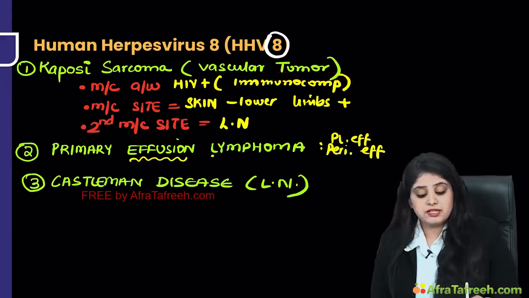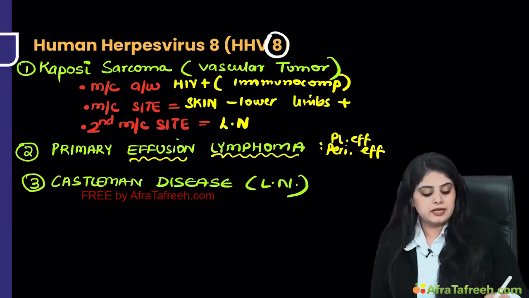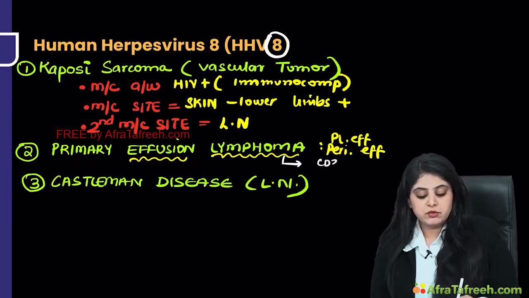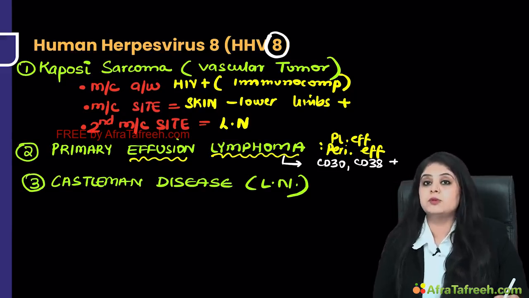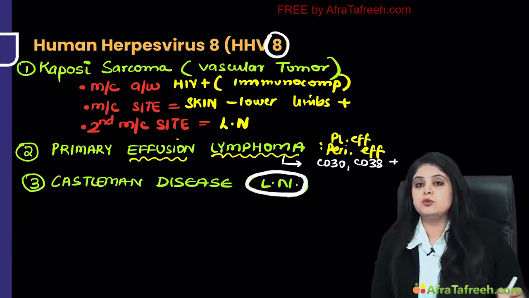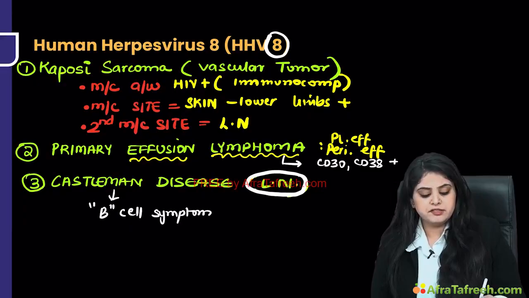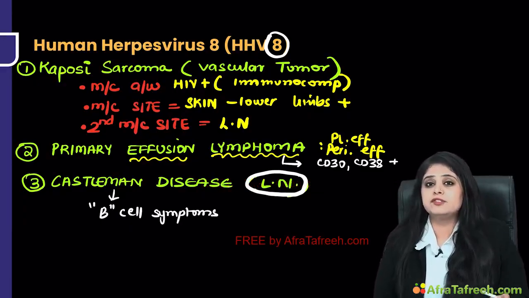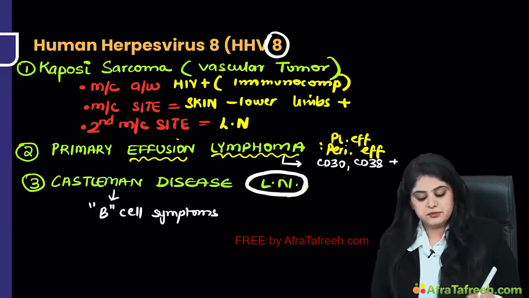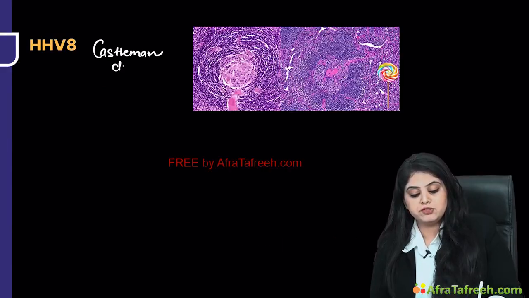There will be a lot of effusions, but that effusion is because the patient has a lymphoma. This information is important only for INI-CET aspirants, that this lymphoma, if you remember from pathology, was CD30 and 38 positive. It is an INI-CET potential question. Coming to the third one, Castleman disease. Castleman disease is a lymph node disease. It is not a cancer. It is a lymph node disease which tends to show B cell symptoms. Do you remember from medicine what are B cell symptoms? Patient will have fever, night sweats, weight loss, those are the B cell symptoms. Again, this information is also important only for NEET and INI, not for FMG students.